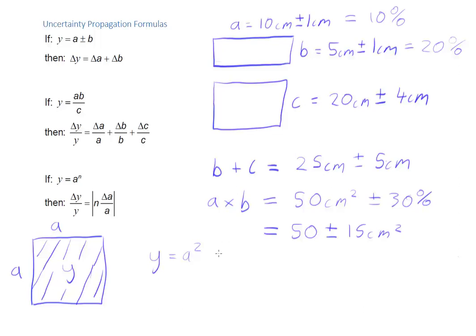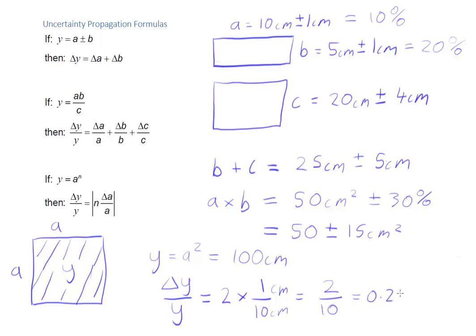Given that a is 10 centimeters, y is 100 square centimeters. But then to figure out the uncertainty in y, the relative uncertainty in y is going to be equal to n, which in this case is 2, multiplied by the relative uncertainty in a, which is 1 over 10. So that is 2 over 10, which is 0.2, or 20%. So the relative error in y is 20%, and given that y is 100 centimeters squared, it's going to be 100 plus or minus 20 centimeters squared as my final answer.